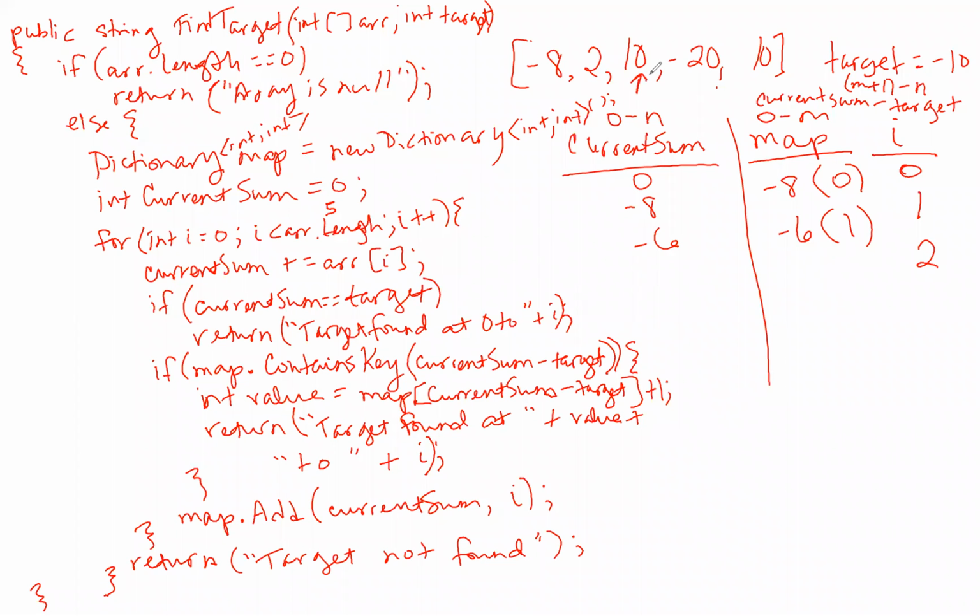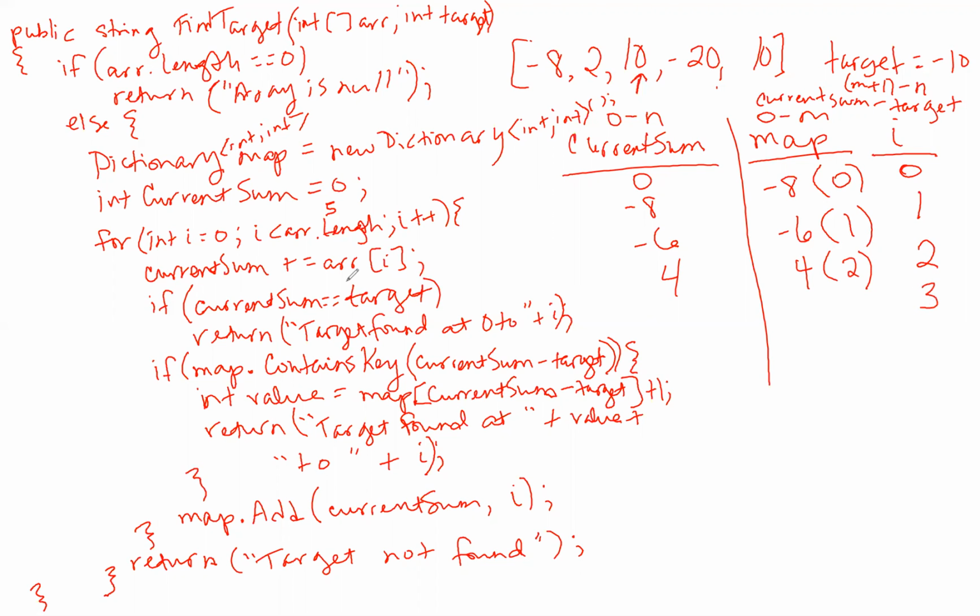Okay, so now we're looking at 10, 1, and i is 2, and 2 is less than 5. So we do get to go into our for loop, and we are at 10. So -6 plus 10 equals 4. Okay, 4 does not equal -10. So we need to see if map contains the key at current sum minus target. So 4 minus -10 is 14. We look at our map, there is no 14. So we go down here, map.add current sum at i. Okay, i++ is 3. 3 is less than 5.